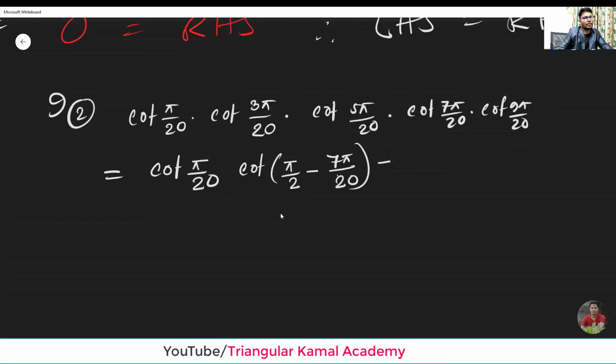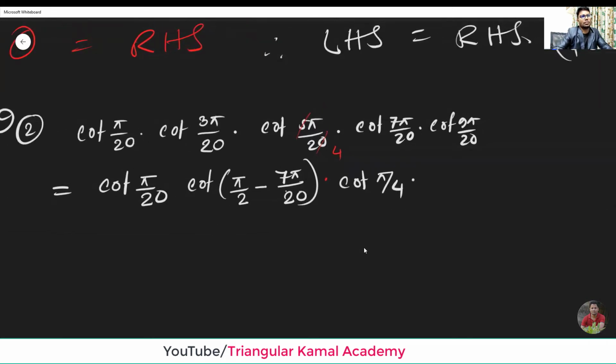Here, divide 5 divided by 20, there will be 4. So cot, here we will get cot pi by 4. And so now this is remain this one, cot 7 pi by 20. We can eliminate this both. And now cot 9 pi. So write here cot pi by 2 minus pi by 20. Because 10 minus 1 equals to 9.